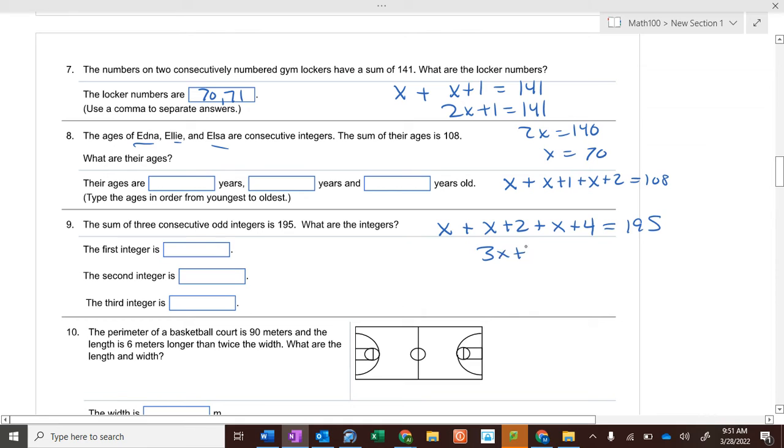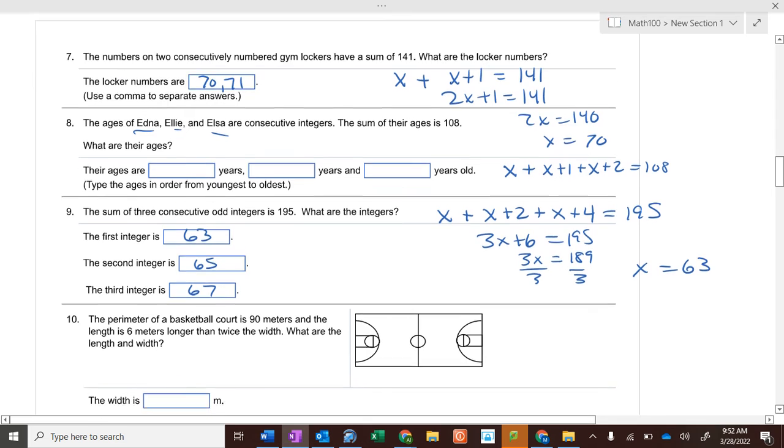So 3x plus 6 equals 195. 3x equals 189. Divide by 3. X equals 63. So x is 63. The next odd number is 65. The next odd number is 67. 63 and 67 add up to 130, plus 65 is 195.